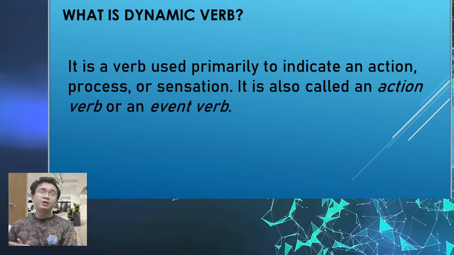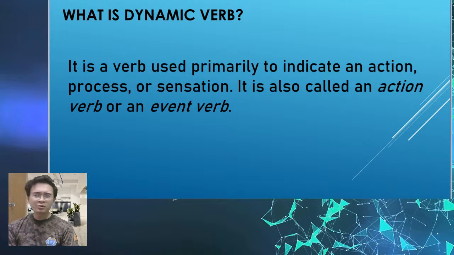So here, when we say dynamic verb, it is a verb used primarily to indicate an action, process, or sensation. So it means commonly this verb shows action, it has movement. And sometimes it can also show a process of doing something. If we talk about process, somehow it is an ongoing action. Or sometimes it talks about sensation, it's about maybe our feeling or related to how we feel. So the dynamic verb is also called an action verb or an event verb.